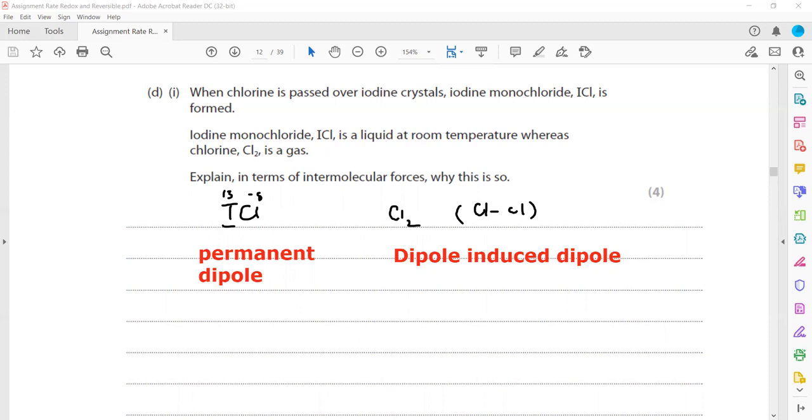And why in ICl is the intermolecular force stronger? What is the reason? Because this is ICl, there's another molecule, so negative and positive, and there will be attraction between the poles. So you can mention that the intermolecular forces between the ICl molecules will be stronger. Or you can also mention that this will have permanent dipole and induced dipole forces.